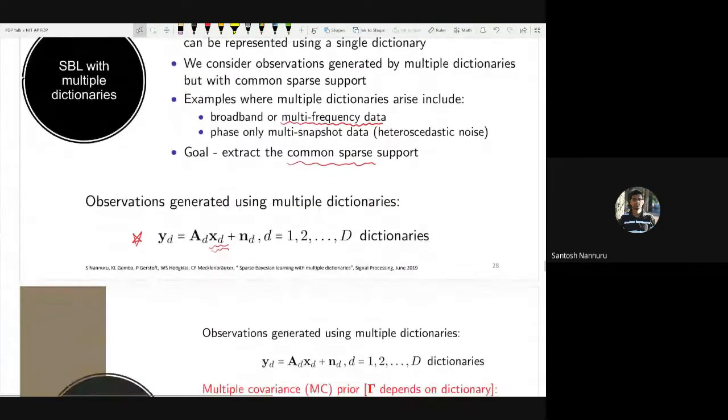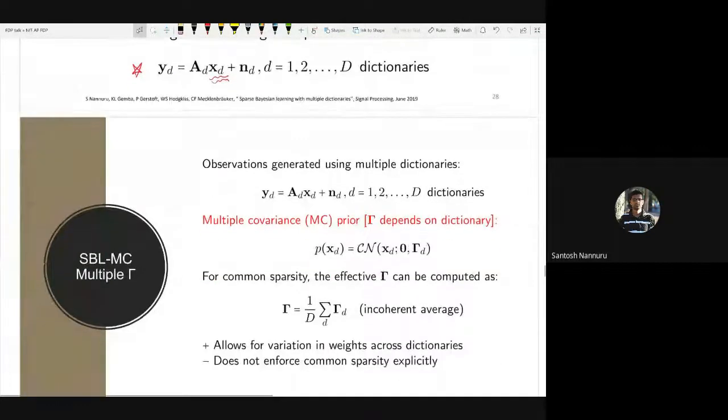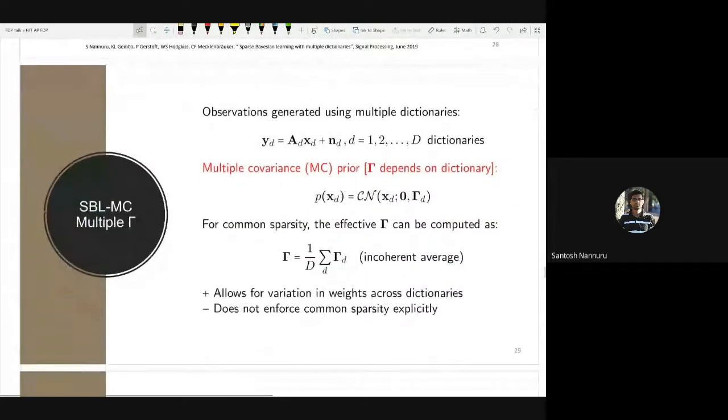So I'll formulate this within SBL. What we do is we have various prior models for this. We'll discuss two of those. So this is the observation model, right? Each dictionary gives you a different observation. So this is the multiple covariance prior.